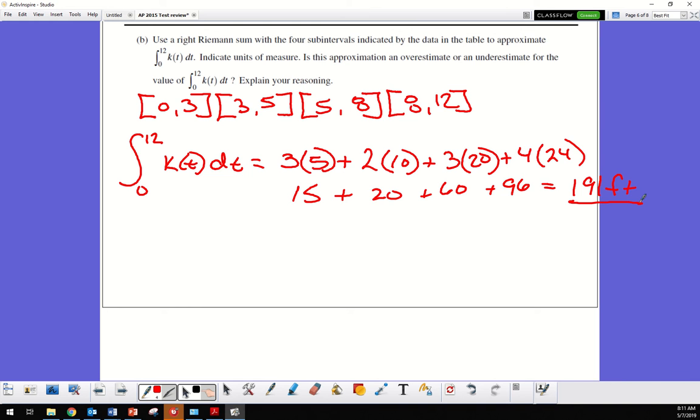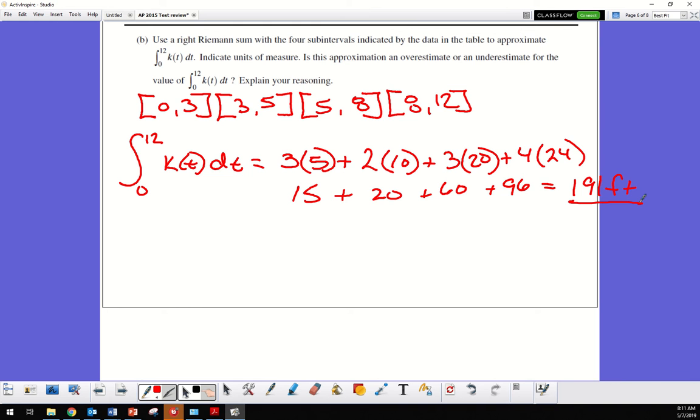Okay? All right, so we have this right here, and explain. So we have right here, now, indicated unit measurement. Here's my 1 point. So I have 1 point for my setup for my integral, 1 point for my 191 feet, and another point for explanation. Is this going to be an overestimate or an underestimate?